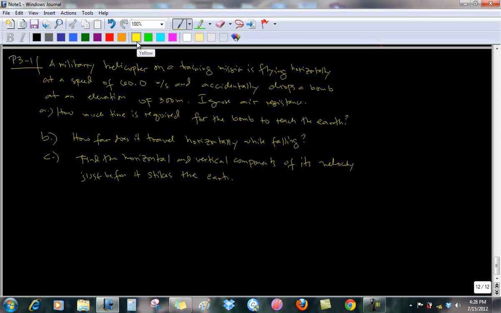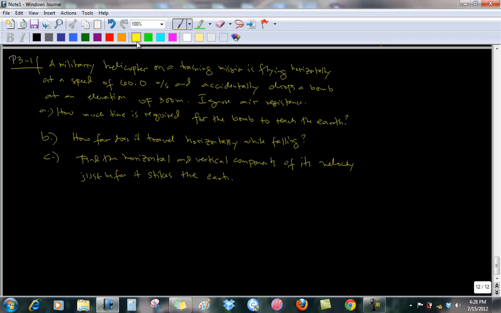Okay, so this is problem 3-1 in the physics book. A military helicopter on a training mission is flying horizontally at a speed of 60.0 meters per second. And while doing this, it accidentally drops a bomb at an elevation of 300 meters. Ignore air resistance, and for letter A, calculate how much time is required for the bomb to reach the earth.